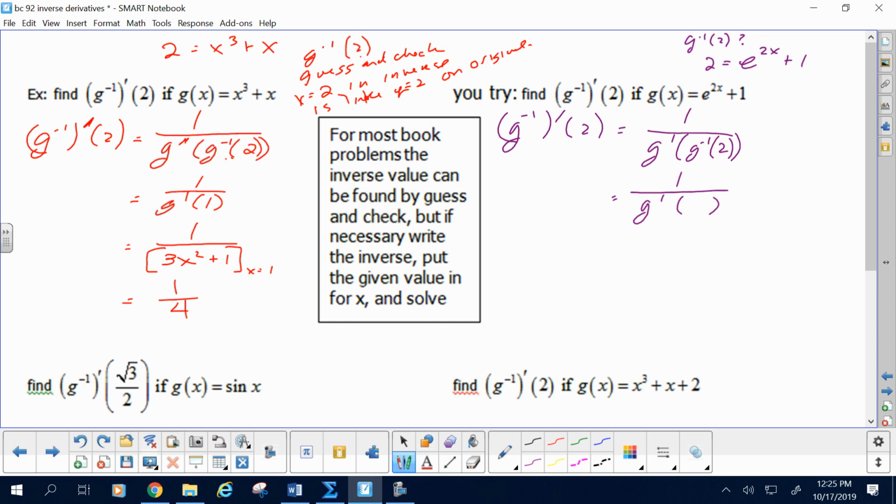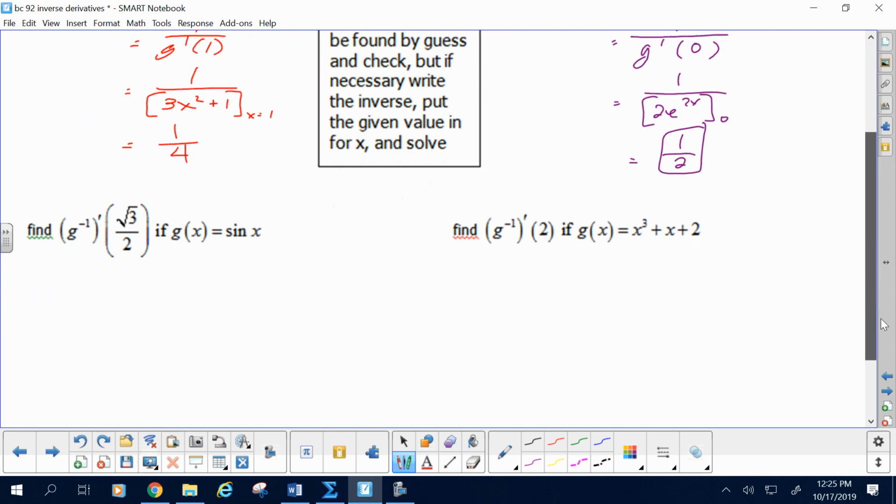What did you find g inverse of 2 at? 0. True. So, your answer is? 1/2. We all agree? 1/3. Did you take the derivative and keep that 1 in your derivative? Okay. All right. Try.